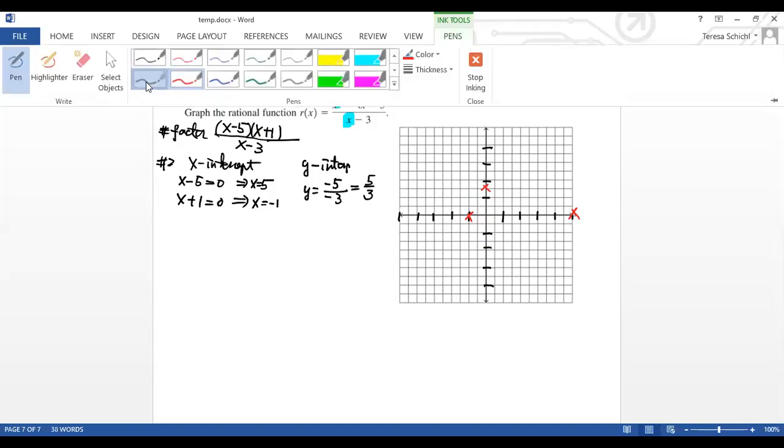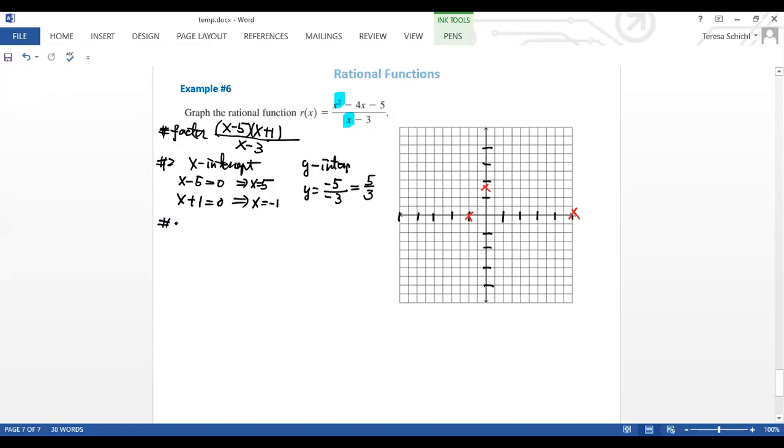Now we are going to find the asymptote. The vertical asymptote is where the denominator equals 0. So x minus 3 equal to 0, so x equal to 3.